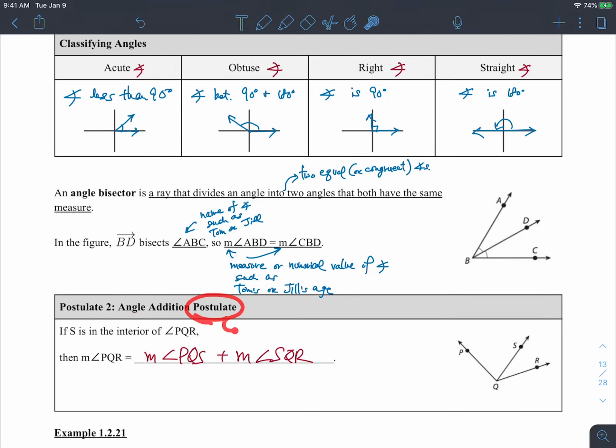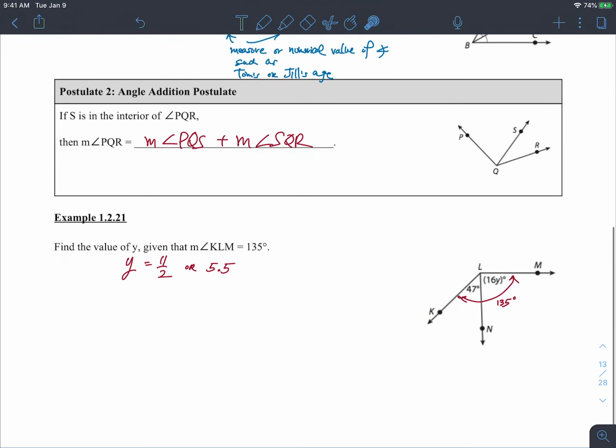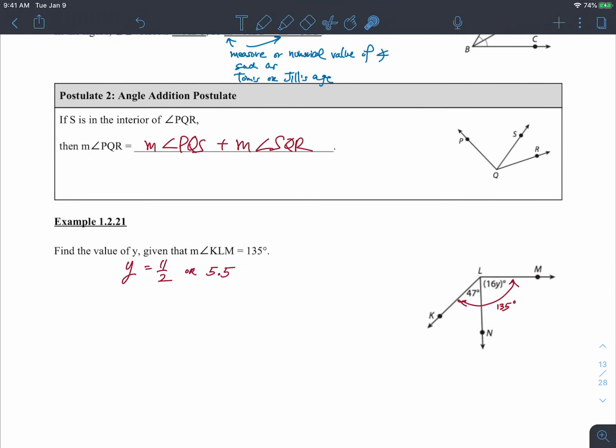Remember that word postulate? It's a given truth, an inherent truth. It is so obvious that there need not be a proof, because it's so basic that we assume it to be true. Anyways, here we go. For those of you who did it, great. You get to sit back and watch the way I would like you to have done this, and we're going to be utilizing the angle addition postulate.